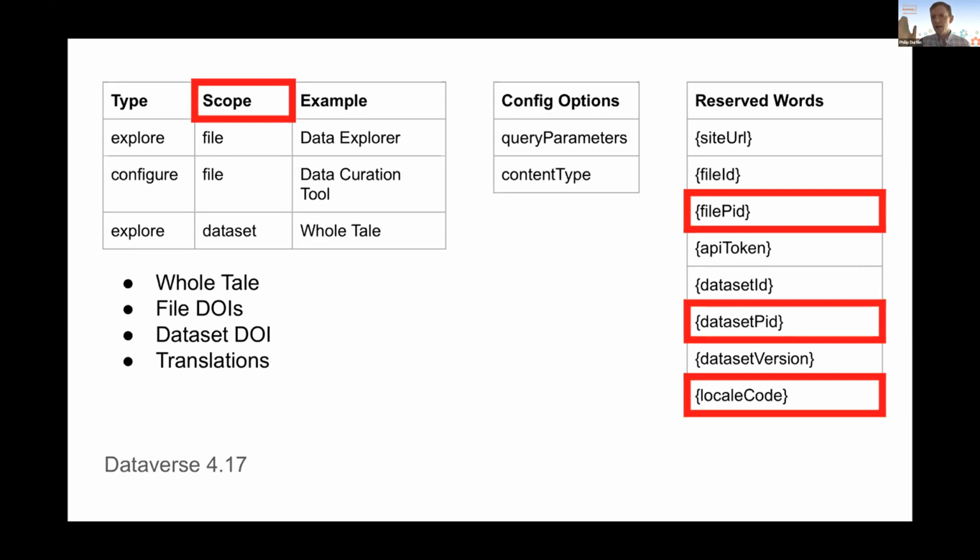And then along the way, we added various reserved words at this point also. So PID is persistent identifier, so it means like the DOI. So you say, well, my tool doesn't really want the database ID of the dataset. We want the DOI of the dataset. So we say, sure, no problem, we'll send you the DOI. Then locale code is important because it allows the tools to be translated.